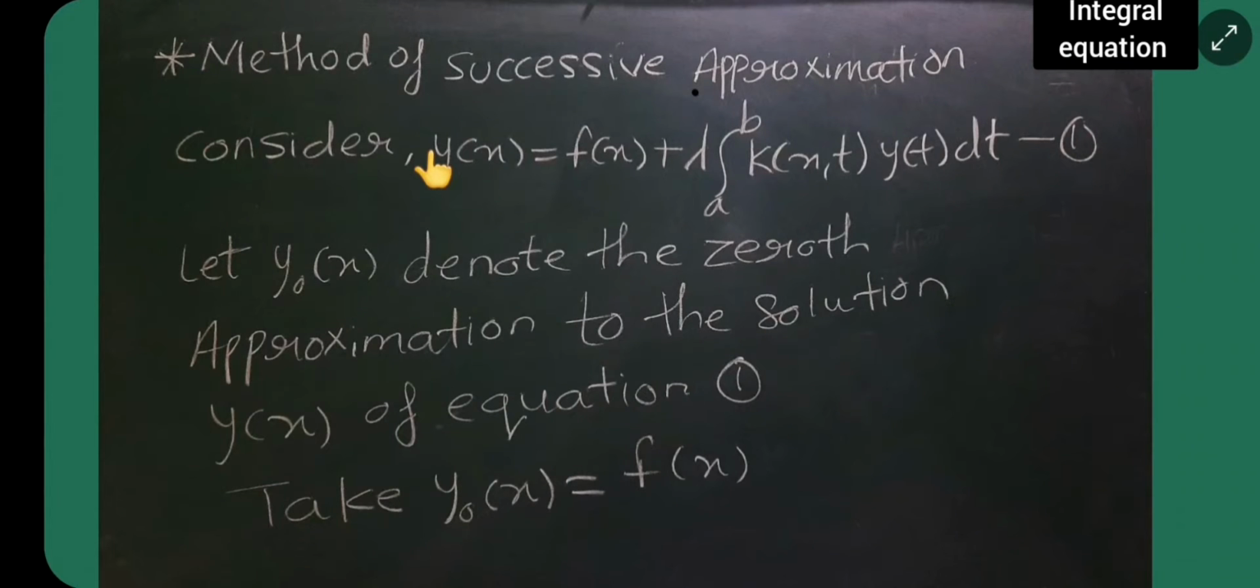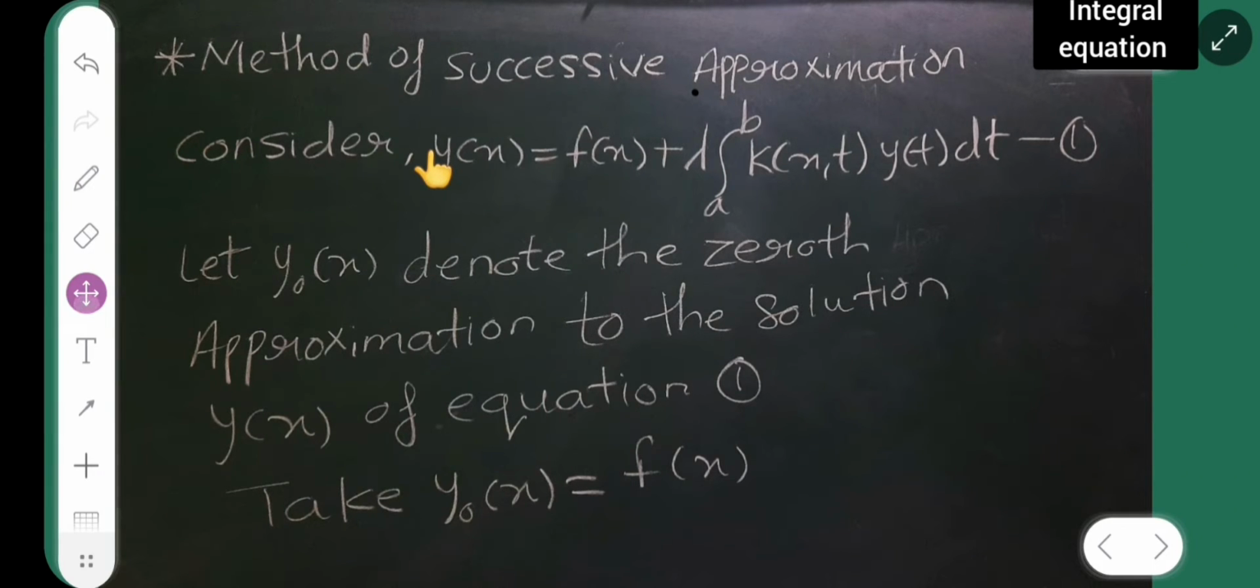So in today's lecture, I will be doing the method of successive approximation. First, consider this integral equation. What is that integral equation? y of x is equal to f of x plus lambda integral from a to b k of x comma t y of t dt, and take it as 1.